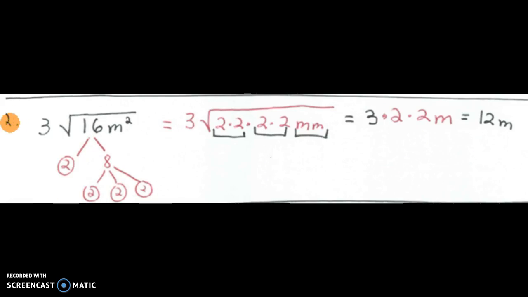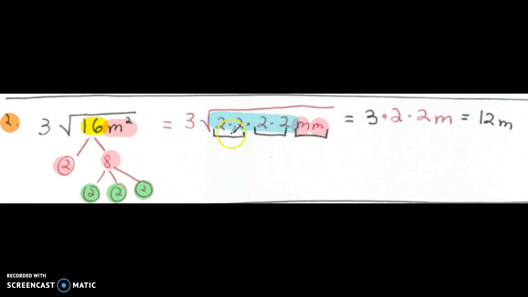In problem number 2, I am going to first factor 16. Two numbers that multiply to 16, I can use 2 times 8. And I'm going to factor 8. 8 is 2 times 4, and I factor 4, 2 times 2. So this is where I got all of these 2's, because these are these 4 2's. Then m squared is m times m.